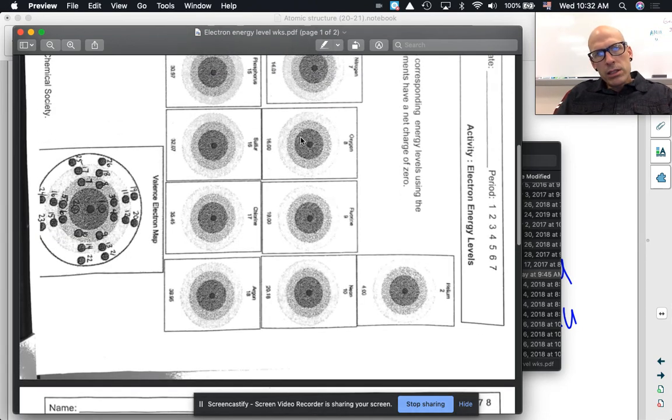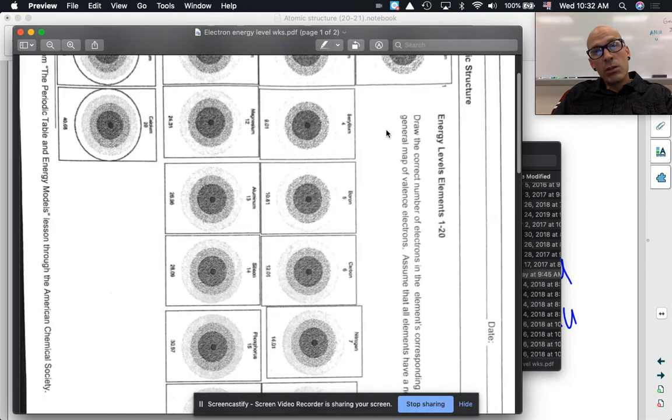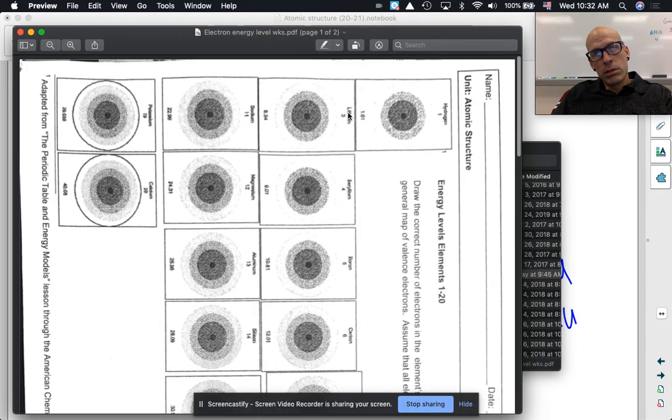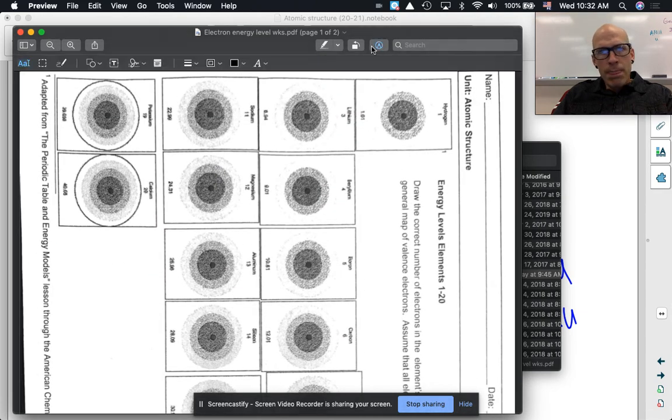So the way this is, you have a map down here with 1, 2, 3, 4, 5, 6, 7, 8, 9, 10. This is the order that you will place the electron dots in these little models based on, I guess I can write on here. Let's see, with a pen.